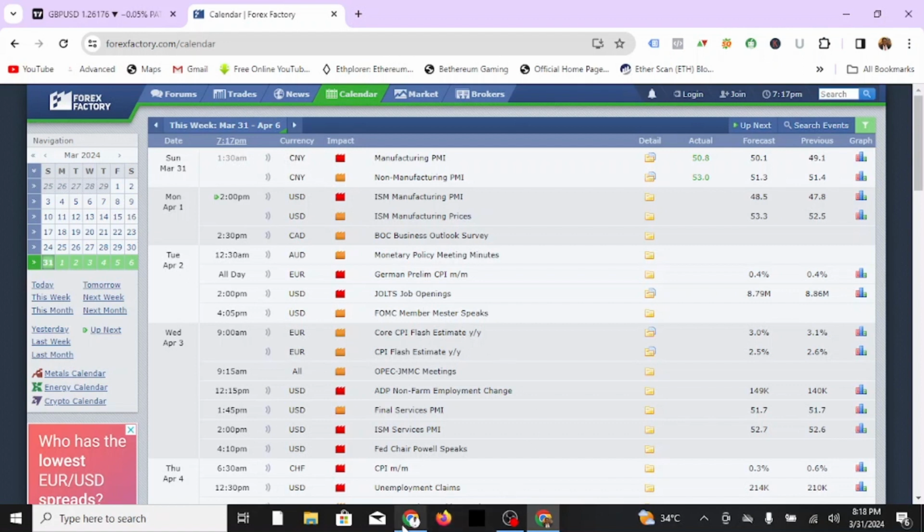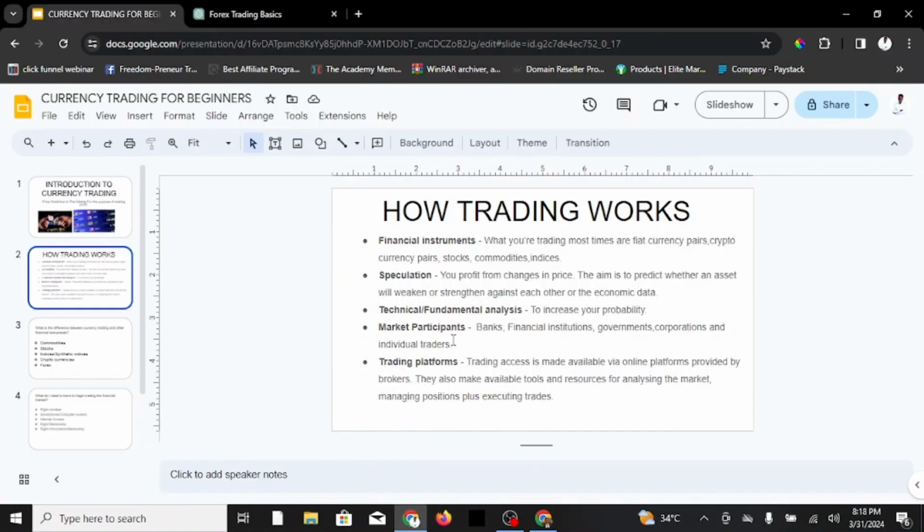So basically what I'm trying to say is that you need to have a handful of technical or fundamental analysis, that is information, for you to be able to increase your probability of making right speculations in the market, since the bulk of the work we have to do is to make price speculation.